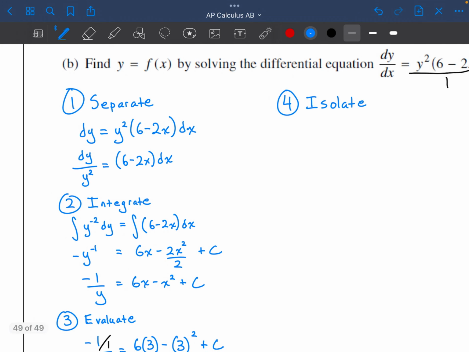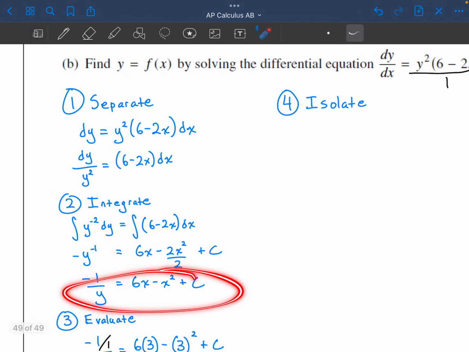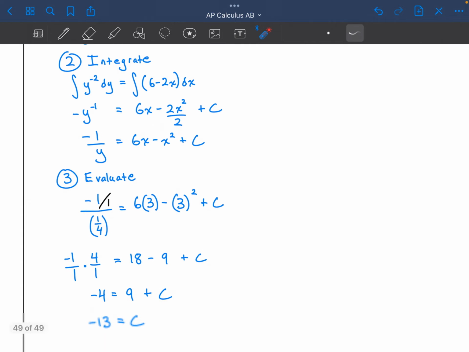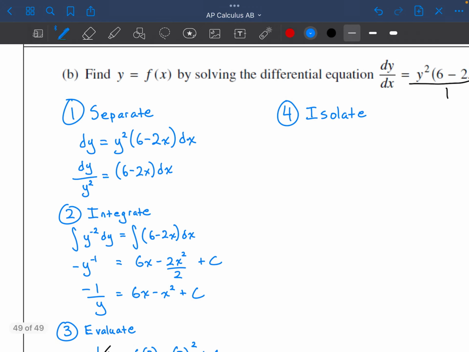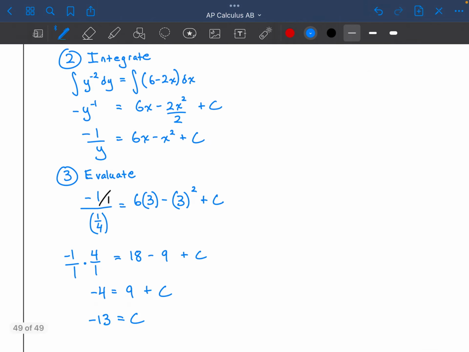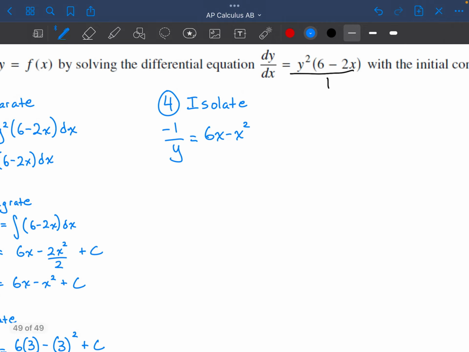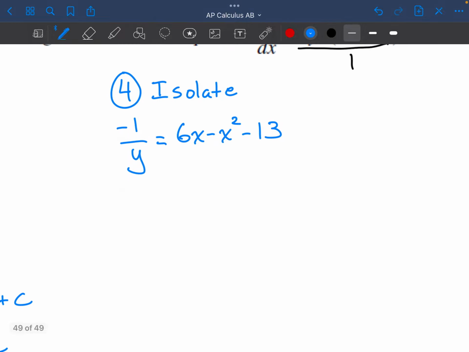Again, I'm going to rewrite this integration step just like I did in the past problem, but in the place of c, I'm going to change that out for a negative 13. So just rewriting here, we have negative 1/y is equal to 6x minus x squared, and then plus the c is really minus 13 now. Minus 13. All right, I just have to solve and I'm done.